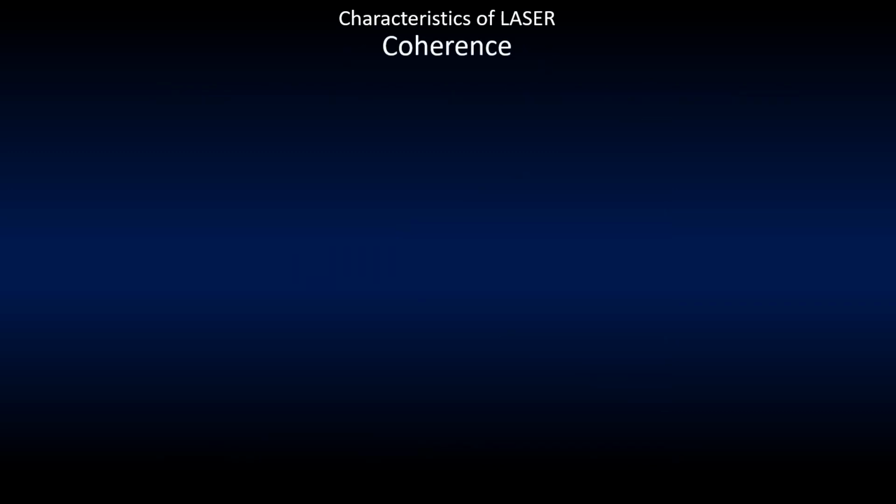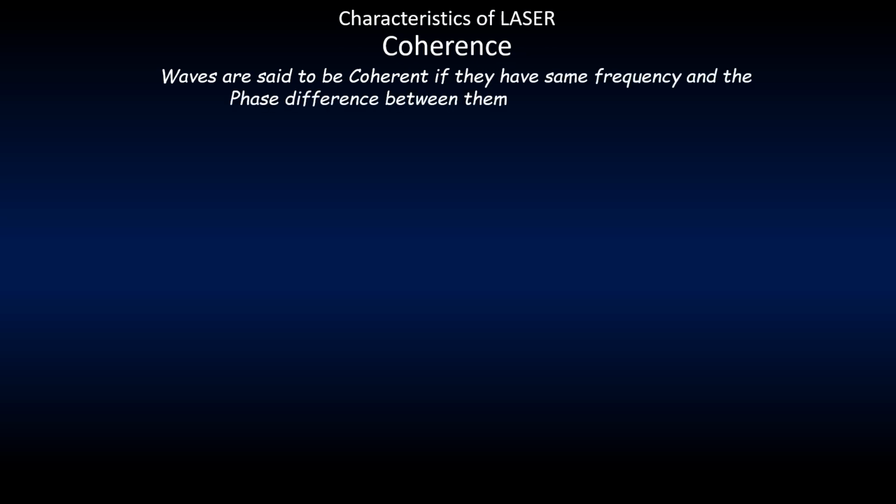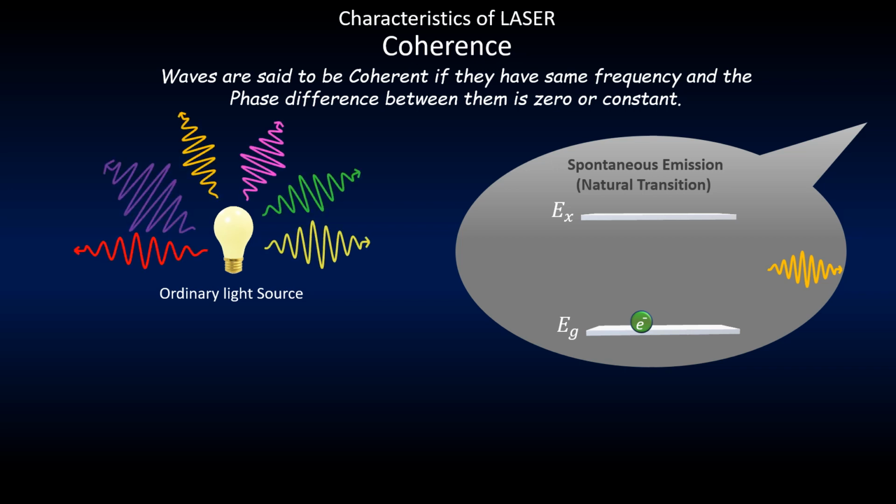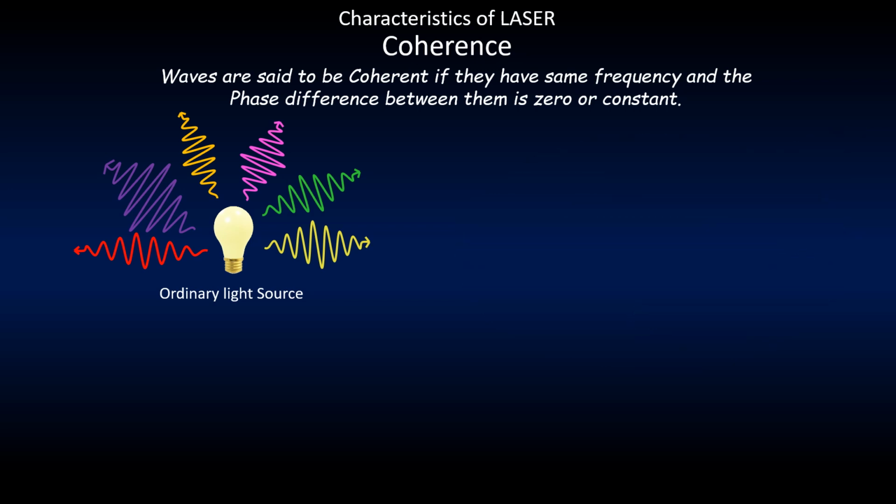What is coherence? Waves are said to be coherent if they have same frequencies and phase difference between them is zero or constant. In ordinary light source like lamp or bulb, the electron transition occurs naturally, or we say electron transitions are random in time. The photons emitted from ordinary light source have different frequencies. Therefore, photons emitted by ordinary light source are out of phase, or we say it as incoherent.